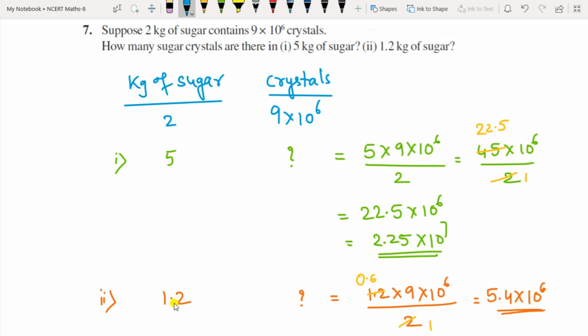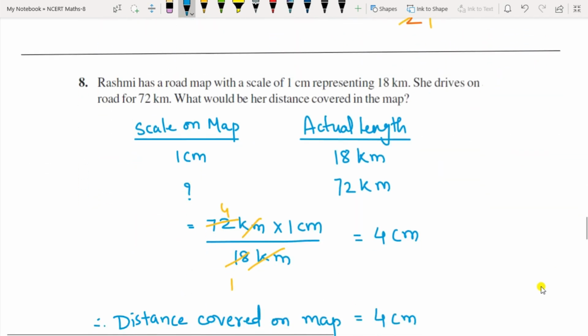Then for 1.2 kg of crystals, how many crystals of the sugar are formed? So 1.2 into 9 into 10 raised to 6 divided by 2. Okay, so it becomes 5.4 into 10 raised to 6 crystals. So this way you have to solve the question.